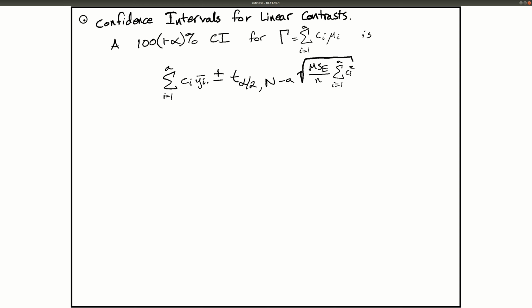An important fact to note is that while the conclusions of the t-test for linear contrast aren't sensitive to the scaling of the contrast coefficients, the bounds of our confidence interval are sensitive to the scaling of the contrast coefficients. So let's construct a 95% interval for our coffee example.